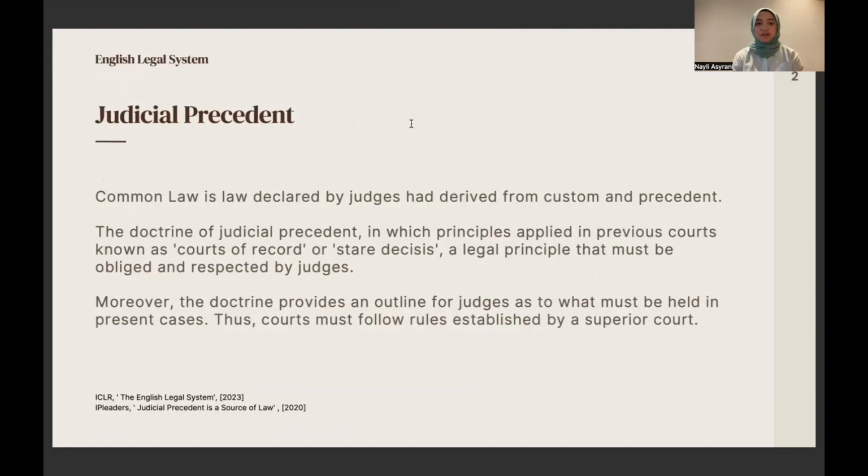Secondly, judicial precedent. Common law is law declared by judges that has derived from custom and precedent. The doctrine of judicial precedent, in which principles applied in previous courts, known as, quote, courts of record, end quote, or, quote, stare decisis, end quote, is a legal principle that must be obeyed and respected by judges. Moreover, the doctrine provides an outline for judges as to what must be held in present cases. Thus, courts must follow rules established by a superior court.